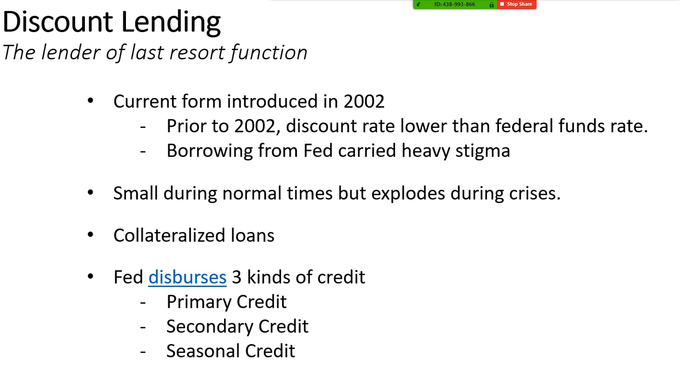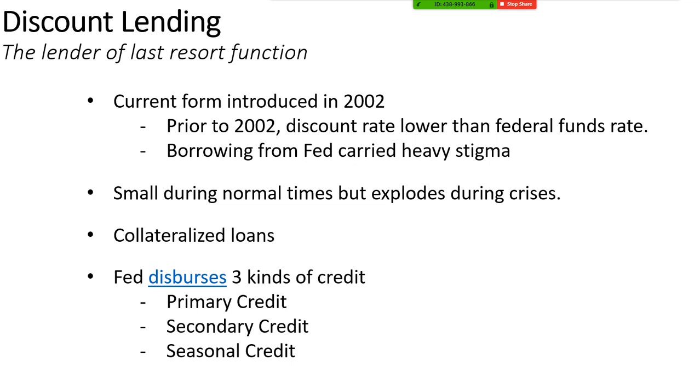Now, the Fed doesn't just disperse one type of loan through discount lending. It actually disperses three, depending on what the borrower looks like, generally speaking. And the more risky the borrower, pretty much the higher the hurdle in the form of an interest rate that they have to pay, which makes sense. The higher the risk, the higher the yield. So the Fed disperses three different types of credit: primary, secondary, and seasonal credit.